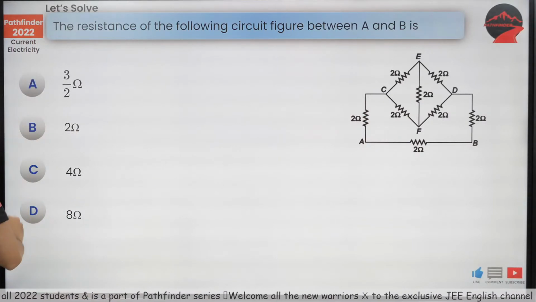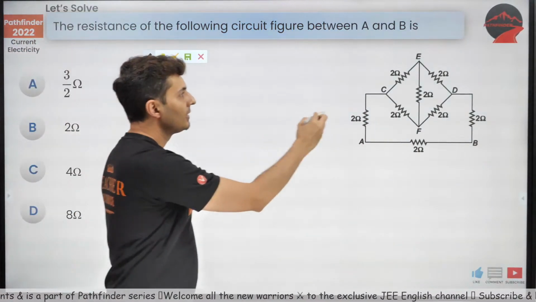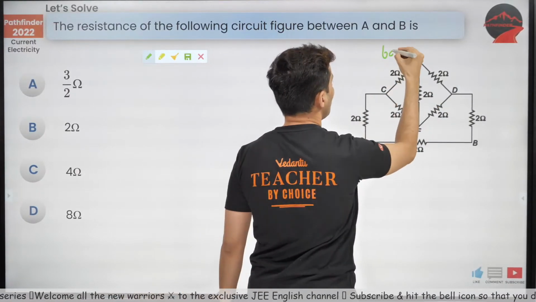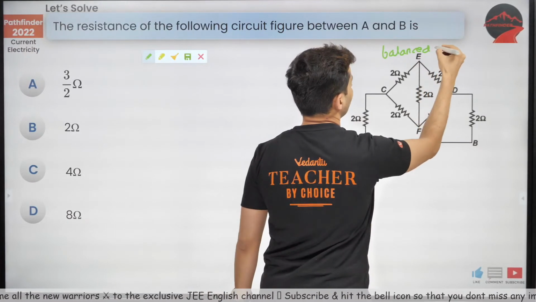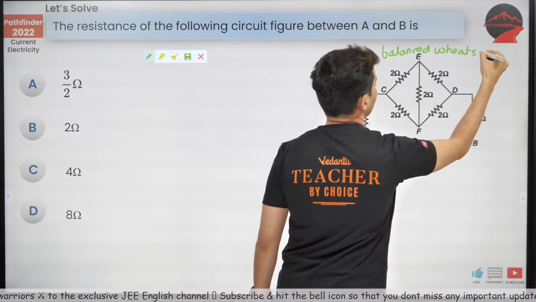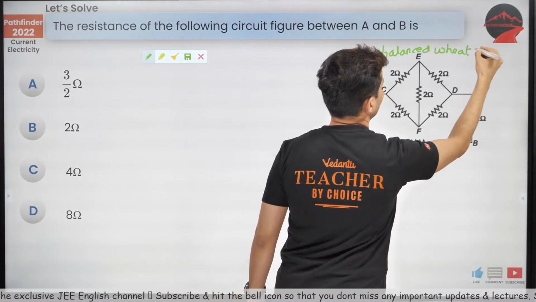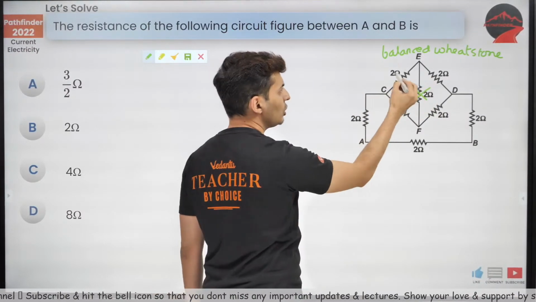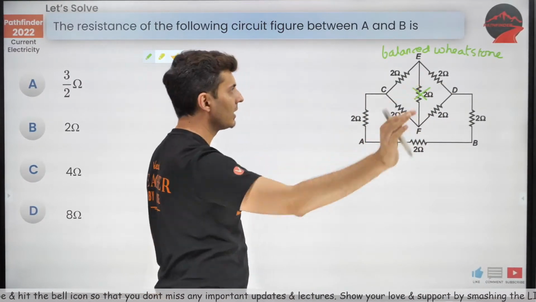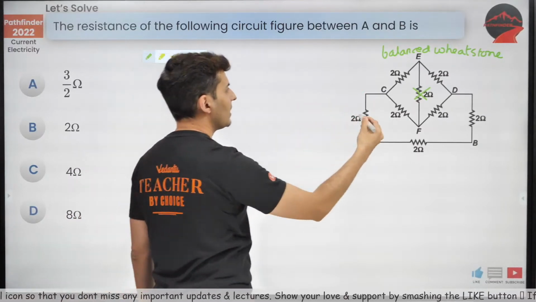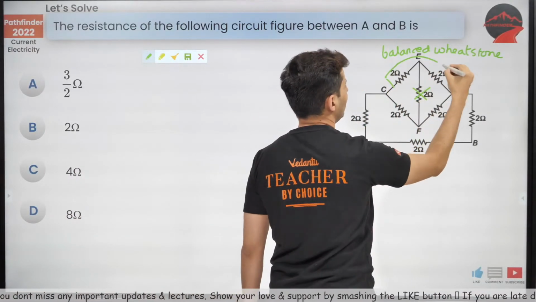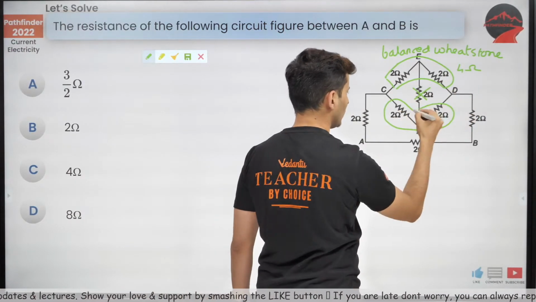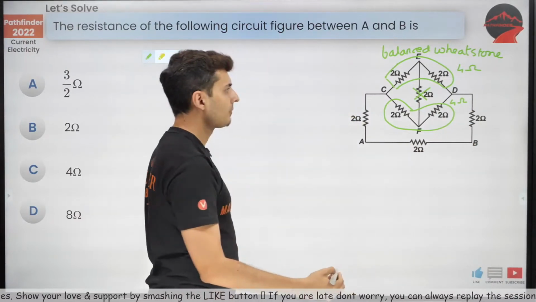Alright, the bell has rung and it's time to solve this question. First of all, this is a balanced Wheatstone bridge. You can see that. If it's a balanced Wheatstone bridge, then you can completely get rid of this. Why is it balanced? 2:2, 2:2. You can completely ignore that. So now it becomes a simple circuit. Now you can also see this 2 and this 2 are in series, so it will become 4 ohm. This 2 and this 2 are also in series, so that will become 4 ohm.